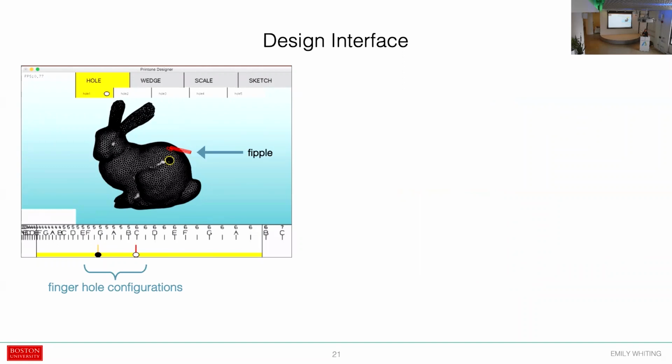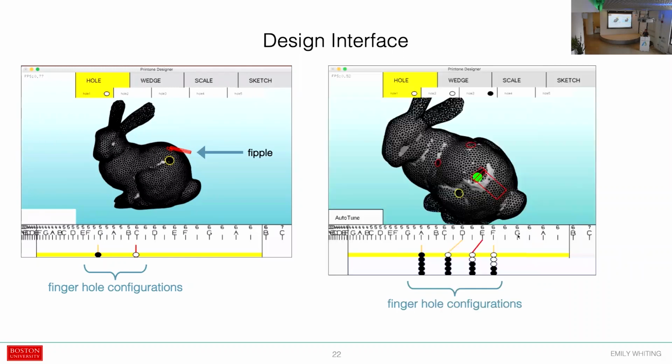So in this case, the one hole can either be open or closed, and it shows you where along the scale it's going to produce a note. So you're going to get approximately a G for closed and C for open. And that feedback is given through our sound simulation. And the user can add a number of more finger holes with different configurations.